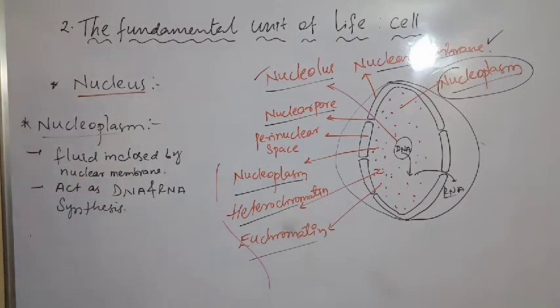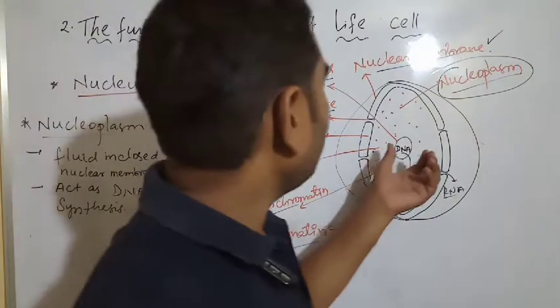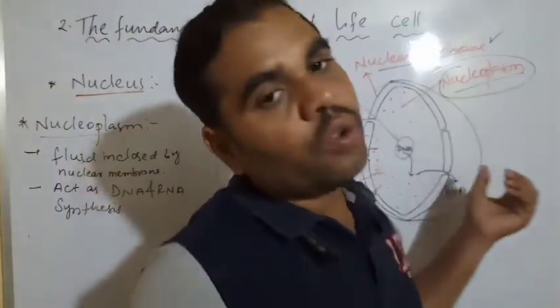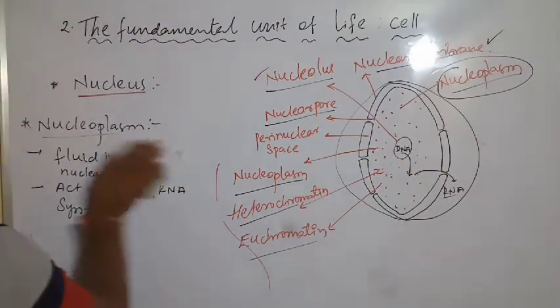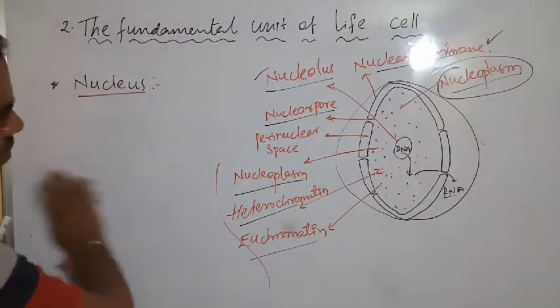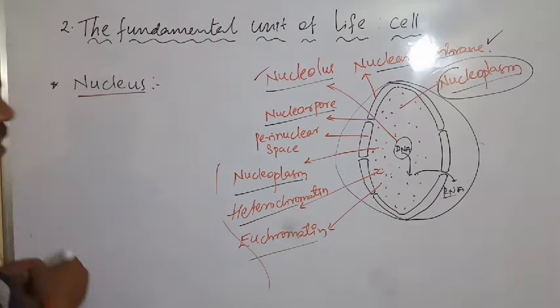Okay, see this slide. Nucleoplasm: fluid enclosed by the nuclear membrane, acts as the site of DNA and RNA synthesis. Next, we have to learn about the nucleolus. What is the function of the nucleolus? See here, nucleolus.